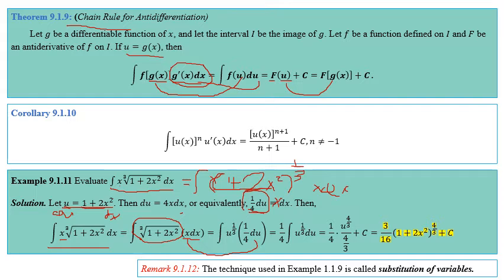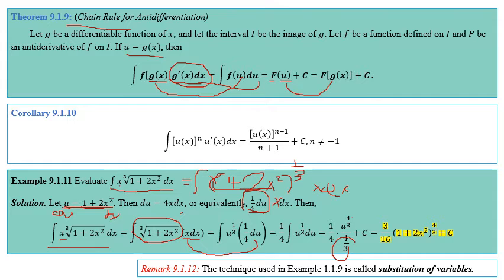So, factor out 1/4, and we have the integral of u to the power of 1/3 du. The integral of u to the power of 1/3: we add 1 to the exponent, so 1/3 plus 1 is 4 over 3. Bring it down to the denominator. Then 1/4 times the reciprocal, 3 over 4, is 3 over 16. That's why it became 3 over 16.